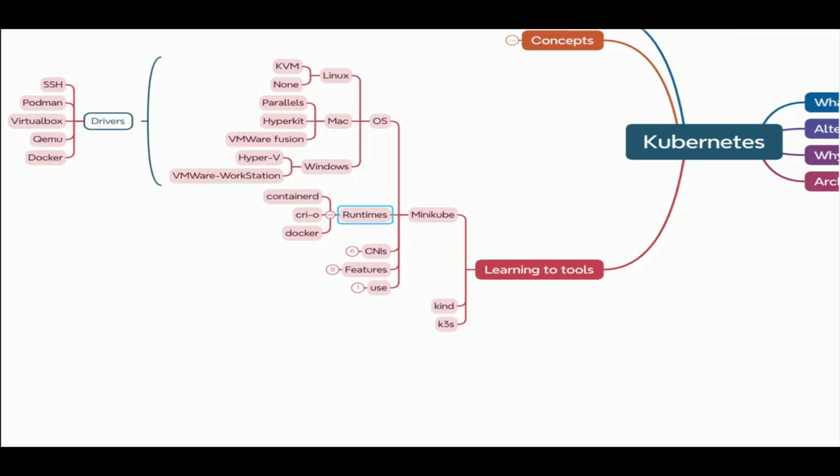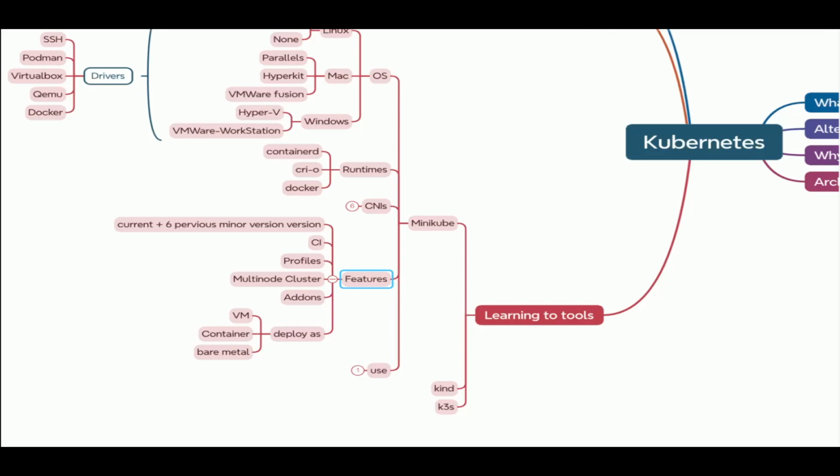MiniKube supports the current release plus 6 previous minor versions of Kubernetes. Considering Kubernetes releases a new minor version approximately every 4 months, MiniKube supports the last 2 years' worth of minor versions. It's worth mentioning that MiniKube can be seamlessly integrated into continuous integration environments and supports profiles, allowing for multiple MiniKube profiles, each running a different version of Kubernetes.